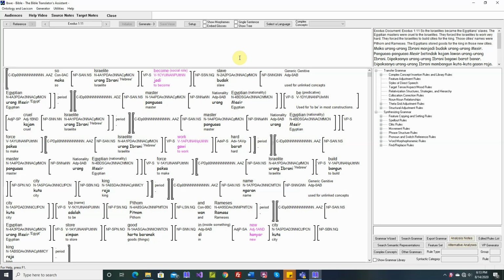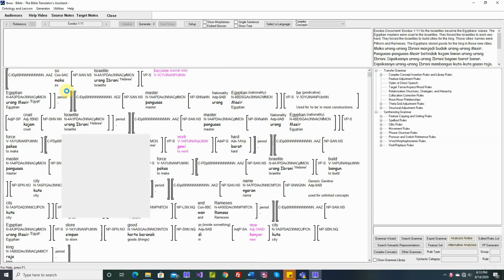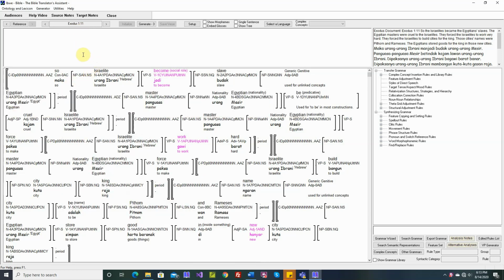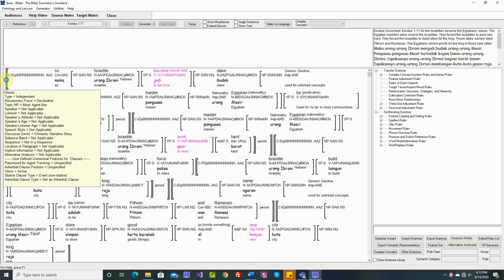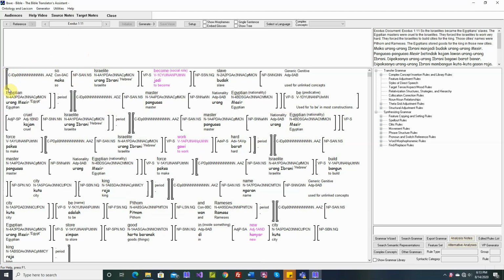This video will present a high-level overview of the semantic representational system. We're here at Exodus 1:11, and in this large window here you see the semantic representation of this one verse. And the semantic representations consist of propositions and phrases. Here's an independent proposition. You can see its boundary indicated with the double brackets.